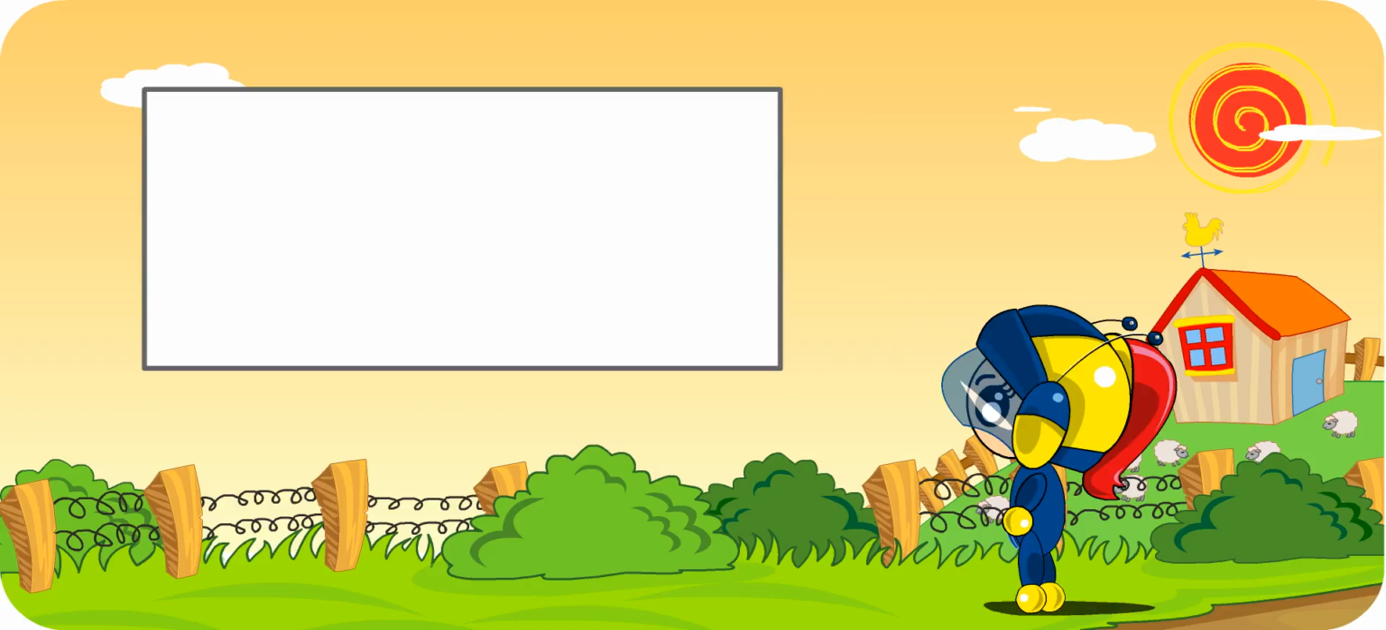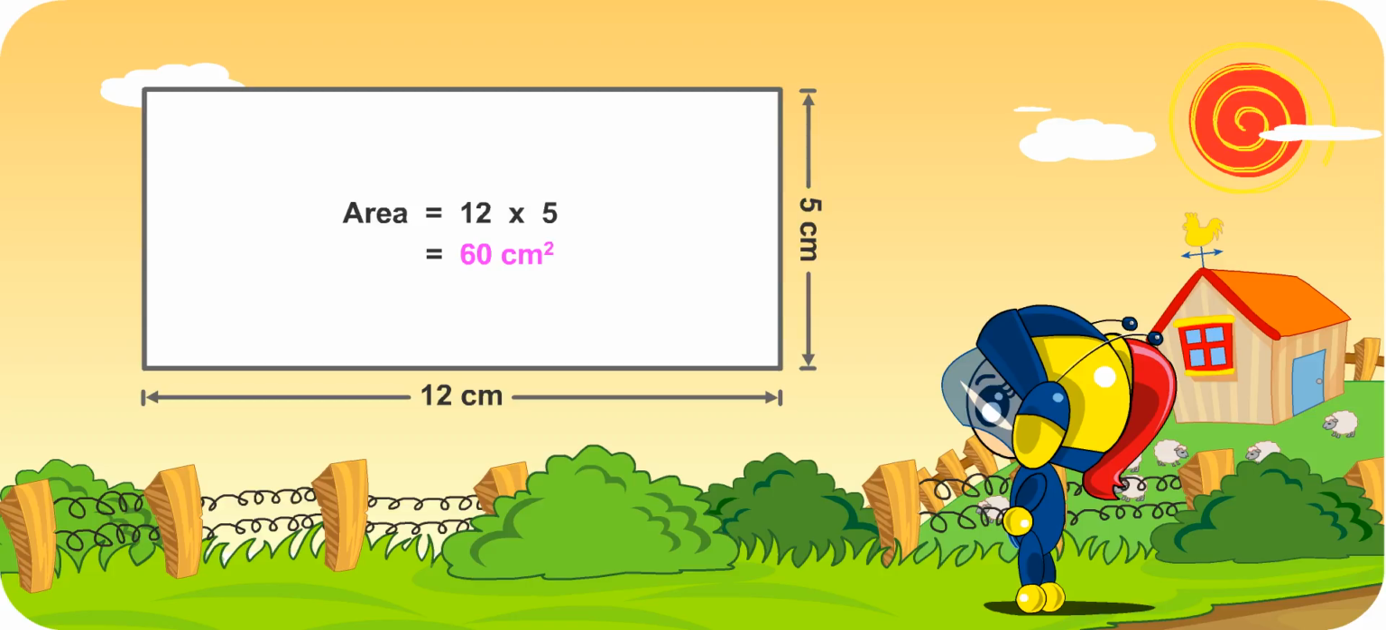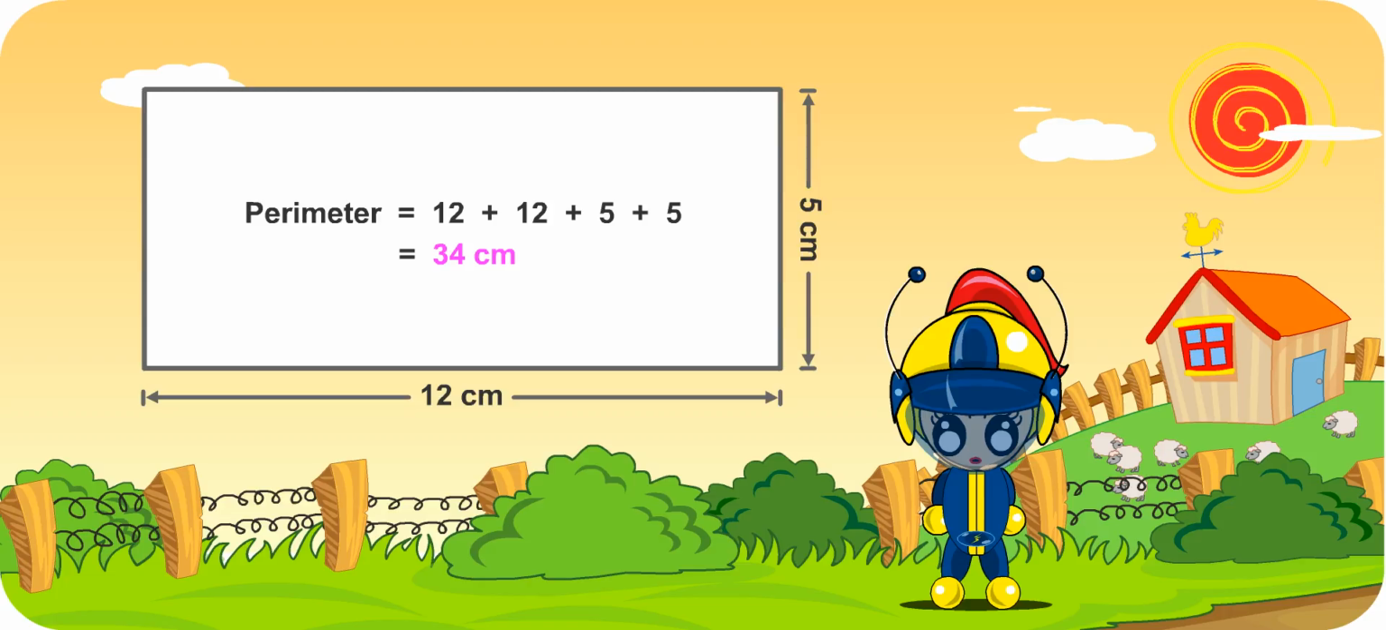For example, this rectangle measures 12 centimeters by 5 centimeters. Its area is 12 times 5, which is equal to 60 square centimeters. And its perimeter is 12 plus 12 plus 5 plus 5, which is equal to 34 centimeters. That's absolutely right. We shall try to solve some questions related to area and perimeter, shan't we?